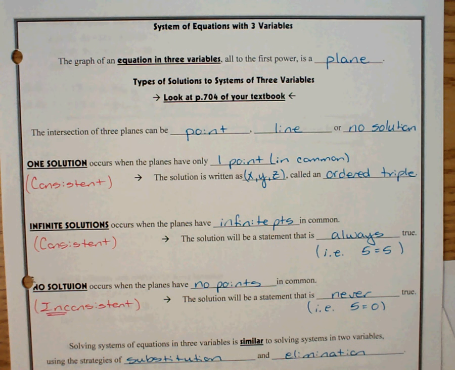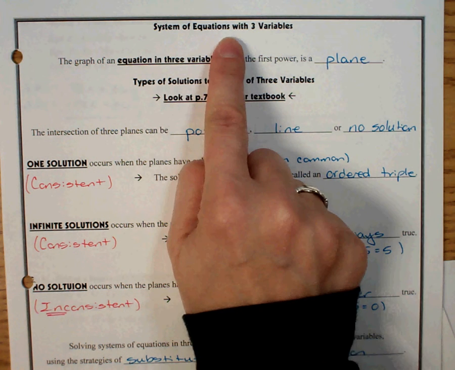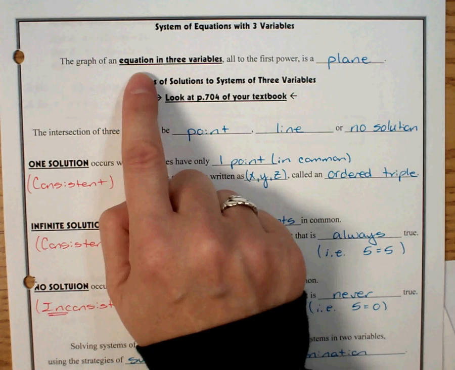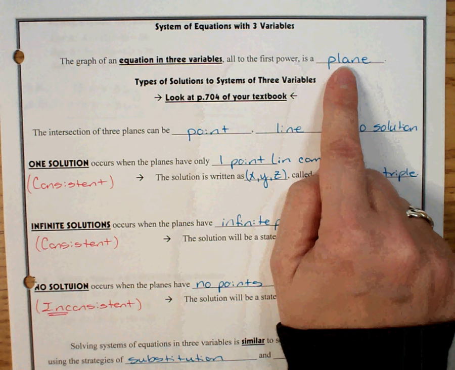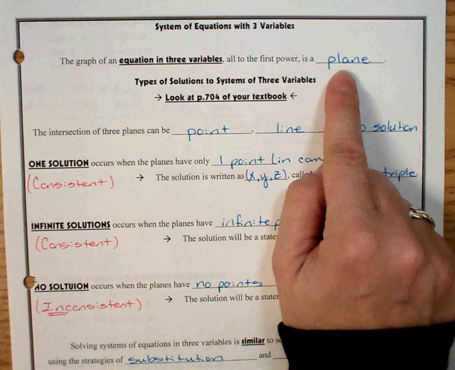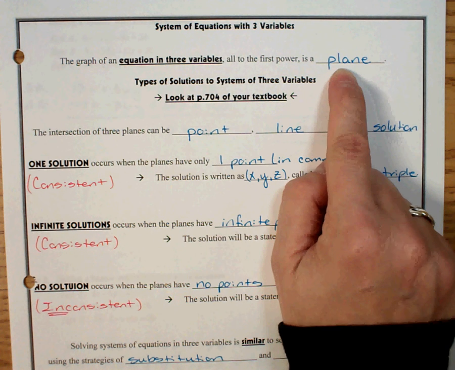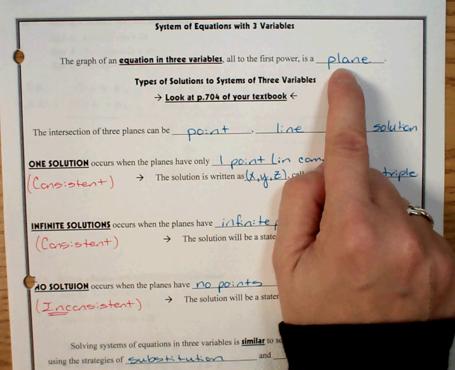On this next page of notes, we're going to look into systems of three variables. We need to understand that the graph of an equation in three variables is a plane. When you think back to geometry, that should make sense because we named our planes with three letters, and we understood from geometry that 3 points are what it takes to determine a plane.